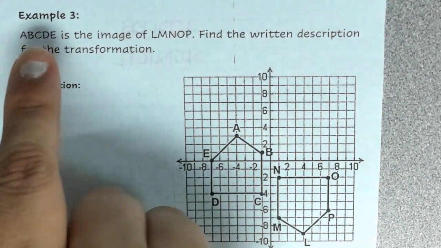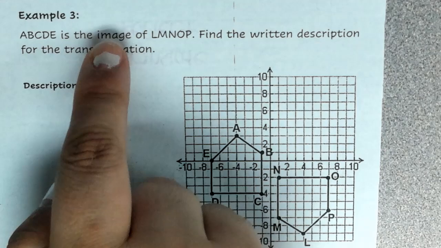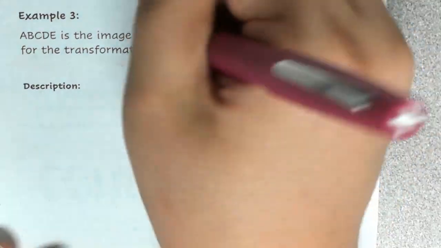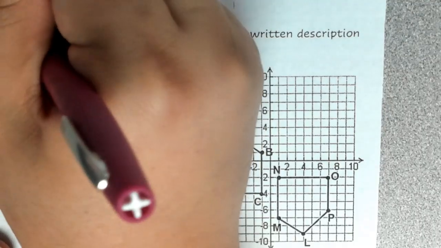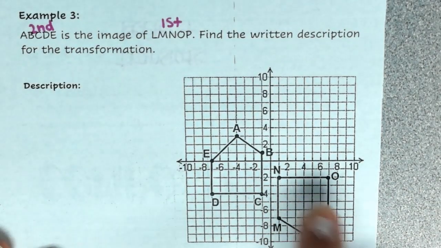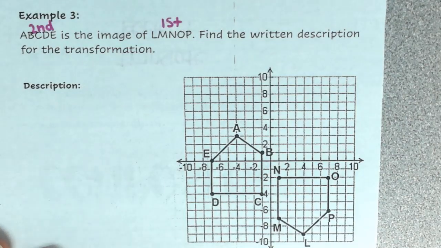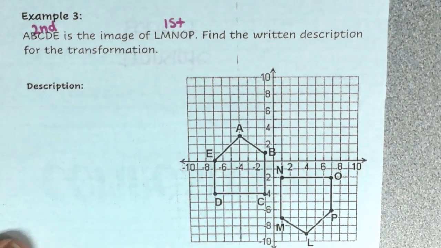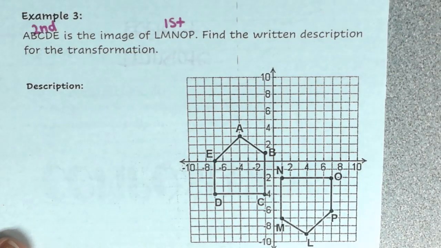But what does it say? A, B, C, D is the image. So what does that mean? LMNOP is the first, A, B, C, D is the second. So I know last period I messed up because I just assumed alphabetical. Can't assume that. We have to read what it says.